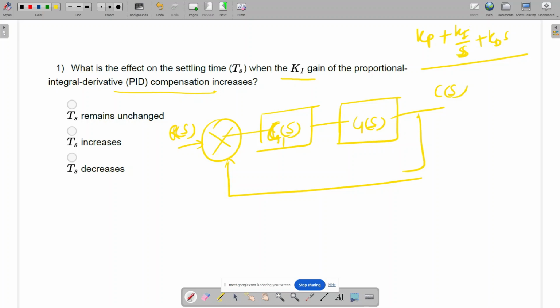So if we are increasing the integral gain, this Ki, what will be the effect on the settling time of the system? Any guess? What should be the correct answer? Can anyone reply? What is settling time? Have you gone through the week 7 video lectures?